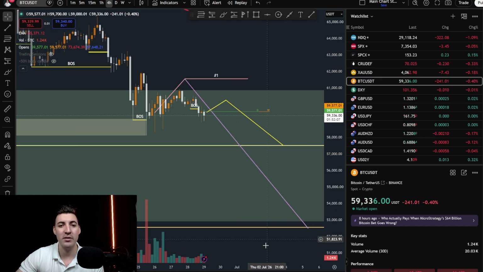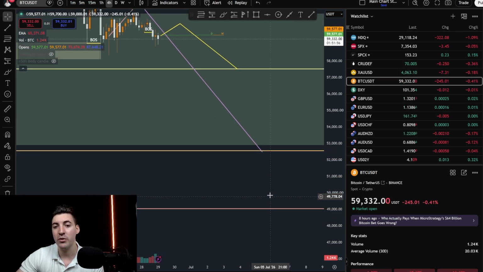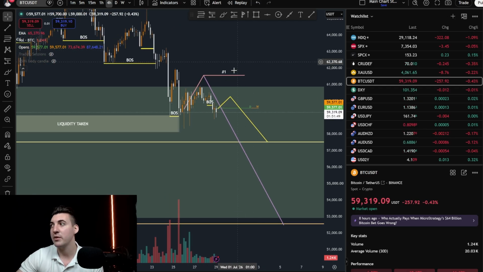And what we analyzed is that the market may now continue down to the 57,000 mark, which is this potential liquidity area, or even go lower down to the 52,000 mark, toward the 50,000. Hopefully it doesn't breach the 50,000 mark, but we are now looking for those shorting positions on BTC USDT.